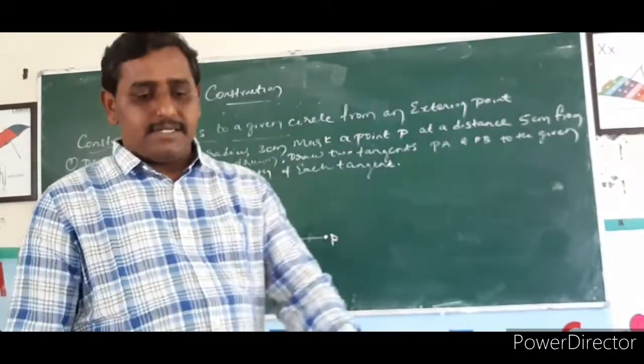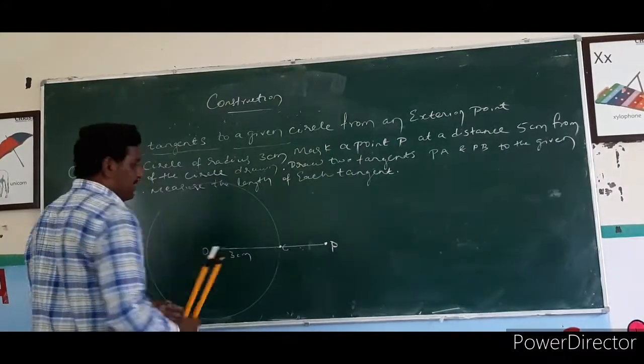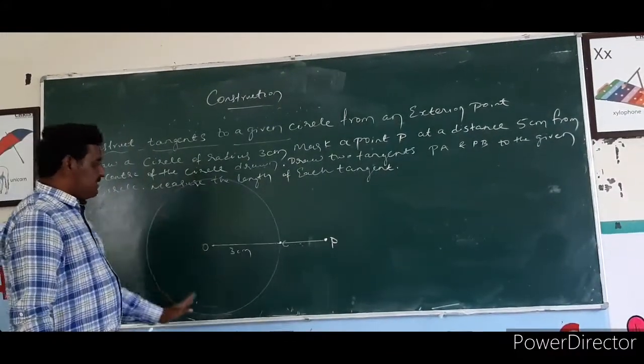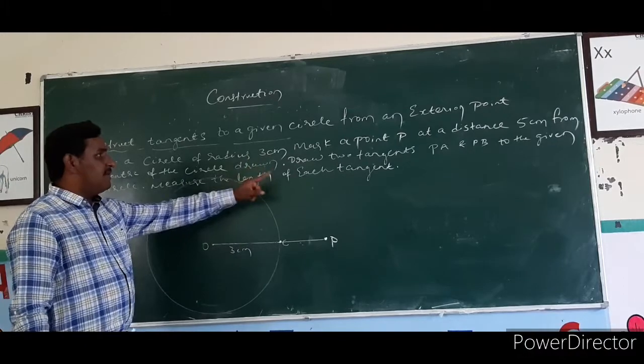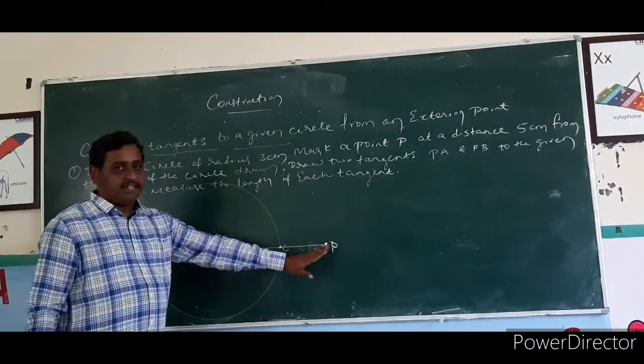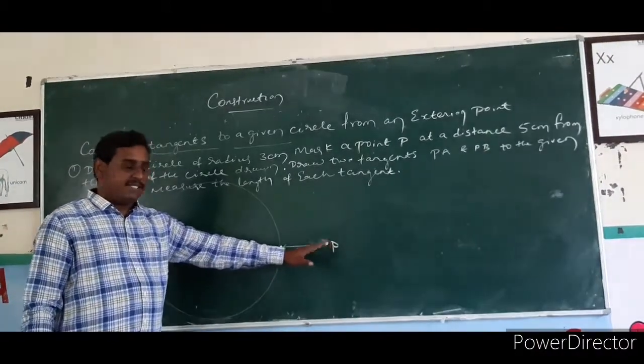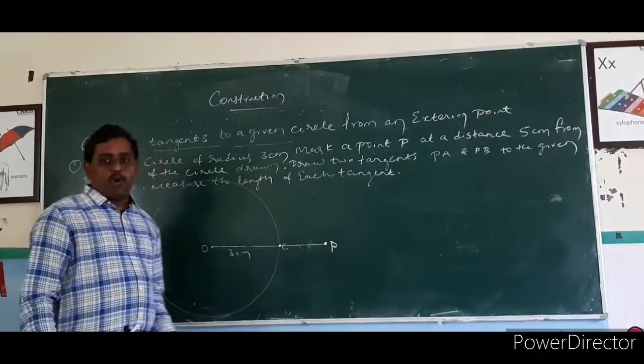So for this, it is very easy. By now you understand what I did. First I constructed a circle of radius 3 centimeter. Mark P, which is 5 centimeter away from the center. The radius is already 3 centimeter, and if you extend the next 2 centimeter, you will get the outside point P.